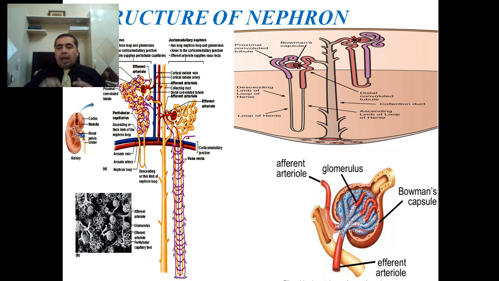This vas afferens enters into the renal capsule, or the Bowman capsule, and forms the capillary network, the glomerulus, and then leaves this glomerulus under the name the efferent arteriole, or vas efferens. Vas afferens enters, forms the glomerulus and leaves it. Important moment: there is a difference in diameter between the vas afferens and the vas efferens.